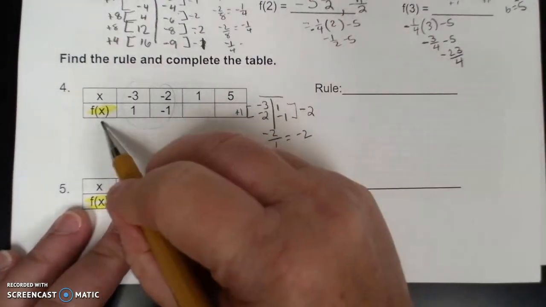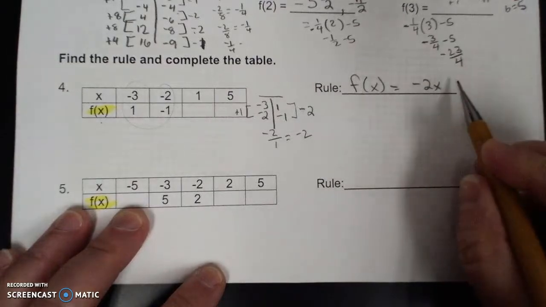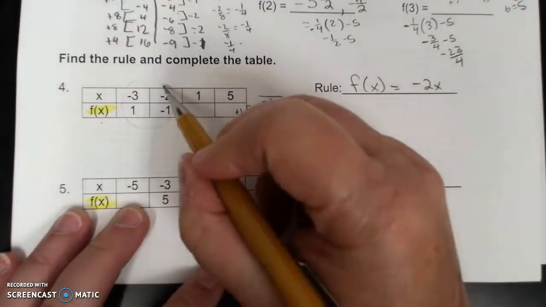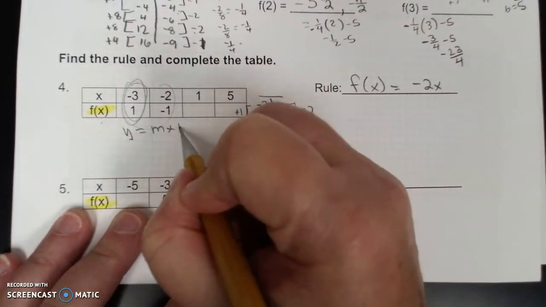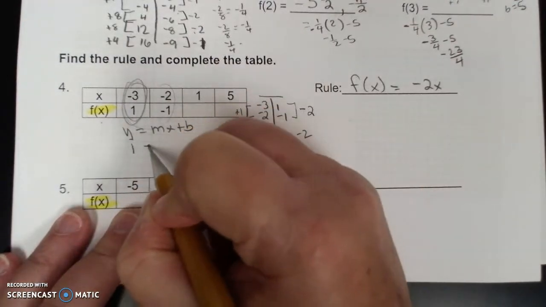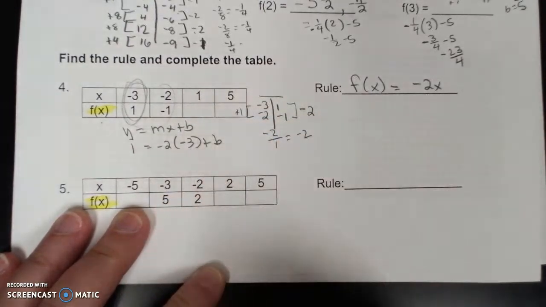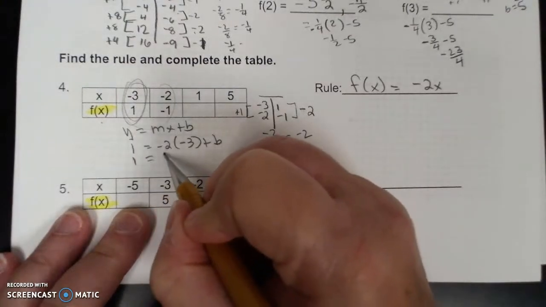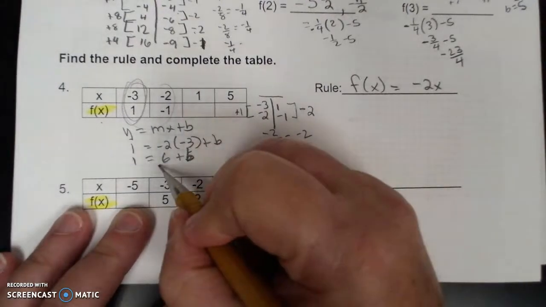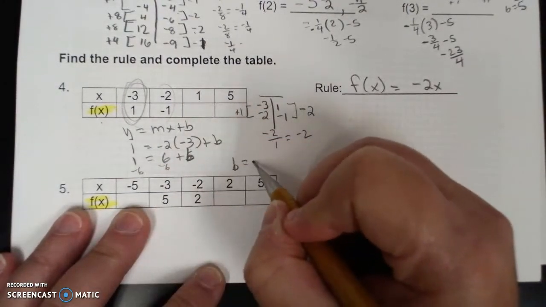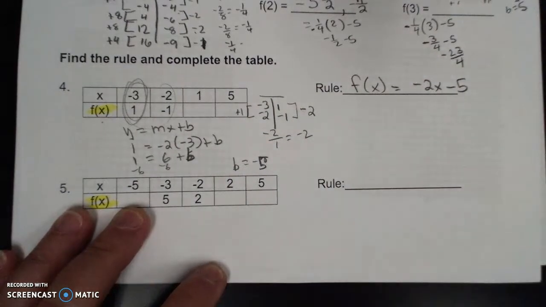So this is f of x. So f of x equals negative 2x. I still have to find my b. So I'm going to take this point, y equals mx plus b. Y is 1 equals negative 2 times negative 3 plus b. 1 equals 6 plus b. Subtracting 6 from both sides, b equals negative 5. That means that's a negative 5.